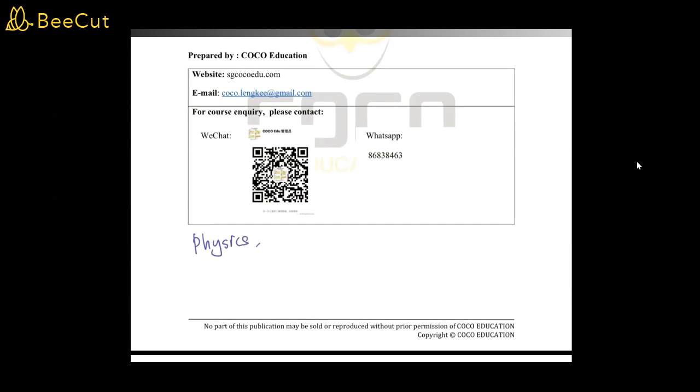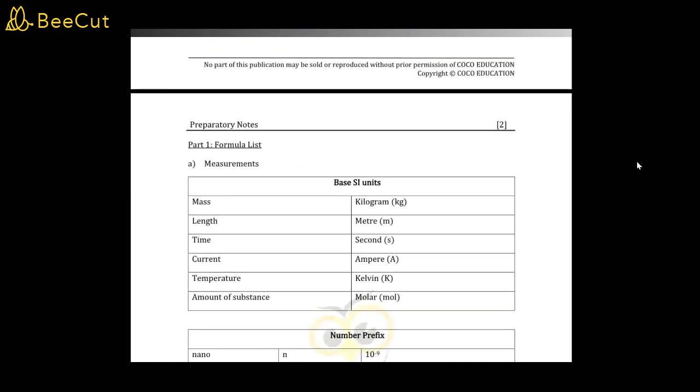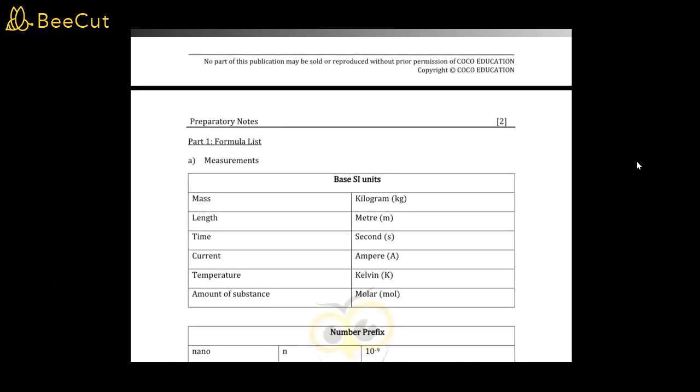physics, chemistry, and biology. So first, let's have the physics topics here. The formula list is an essential part of this section, providing you with critical formulas that are key to solving problems efficiently in various physics concepts.